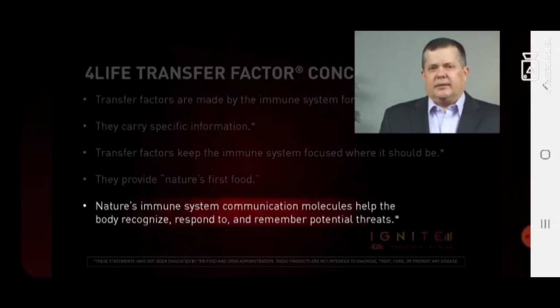And then lastly is the remember portion of it. Remember is key because that's what keeps us healthy long term. A good example here is something like chickenpox.